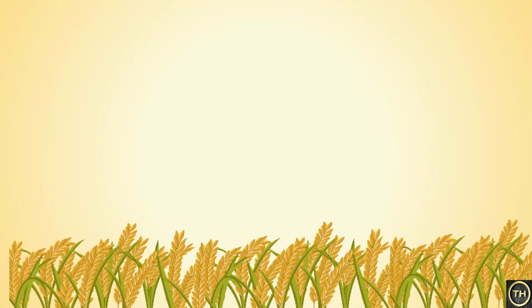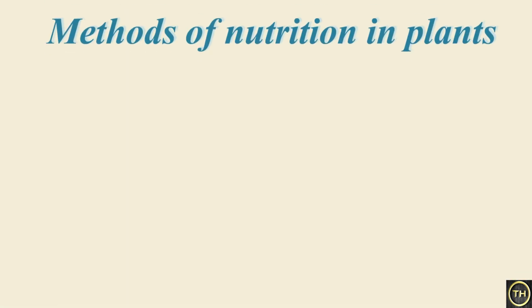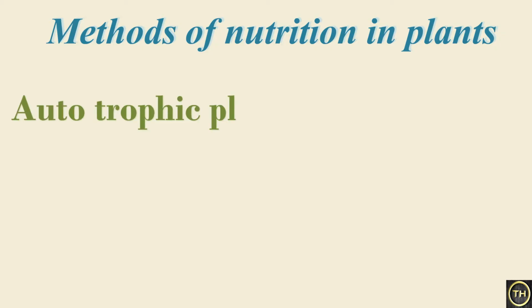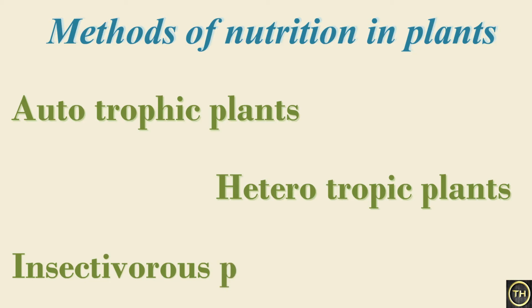For example, there are different varieties of rice or wheat. There are different types of roses, mangoes of different flavors. These are very different from ordinary plants. There are three types of methods of nutrition in plants: autotrophic plants, heterotrophic plants, insectivorous plants. Now we will learn each in detail.